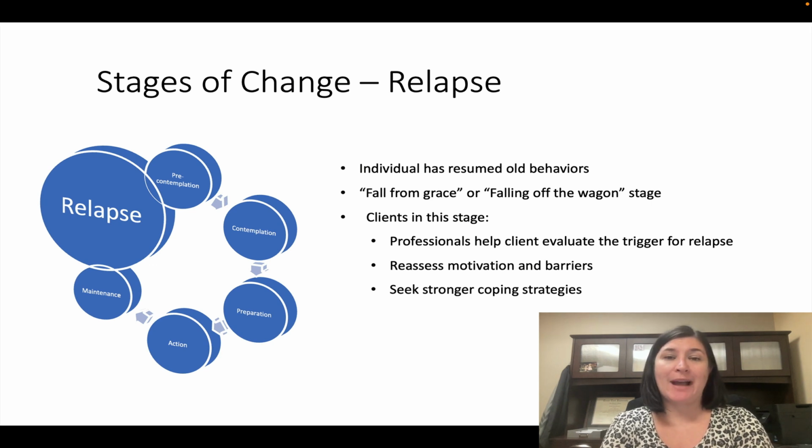Then you'll want to go back and check their current motivation for change. It is possible for individuals to relapse and go straight to pre-contemplation, but at times they can relapse and be right back into the preparation stage. So it's different for every individual.